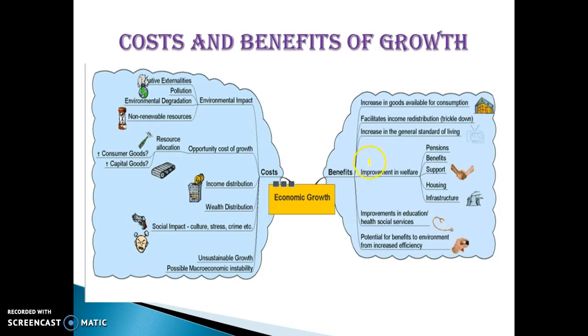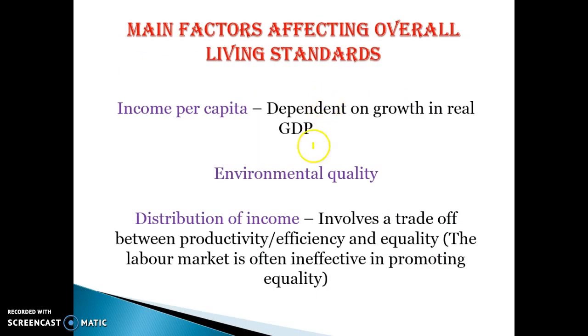Here are some costs and benefits of growth. I'll go through this a little bit more in class, so I won't go into that in too much detail now, but you can have a quick look at it if you want to pause the video. Just some main factors impacting our overall living standards. So income per capita, the biggest measure of material living standards, which is measured by growth in real GDP. Environmental quality, and the distribution of income also comes into it as well.